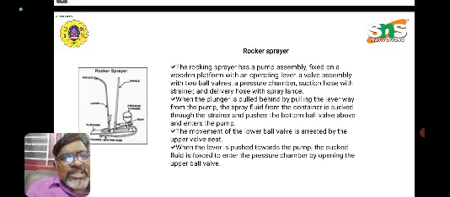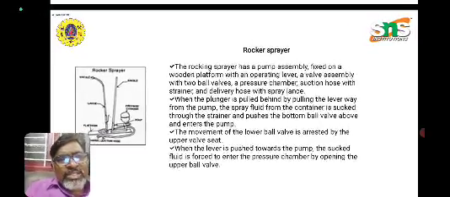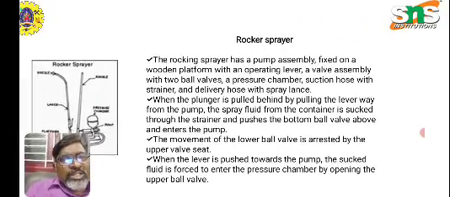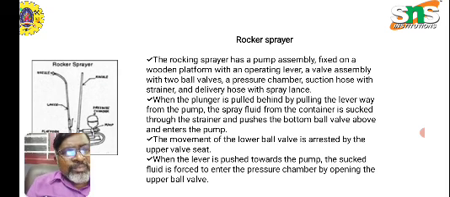And the next type is the rocker sprayer, and the image is shown over here. The rocker sprayer has a pump assembly fixed on a wooden platform with the operating lever, a valve assembly and two ball valves, a pressure chamber, a suction hose with a strainer, and a delivery hose with a spray lance.